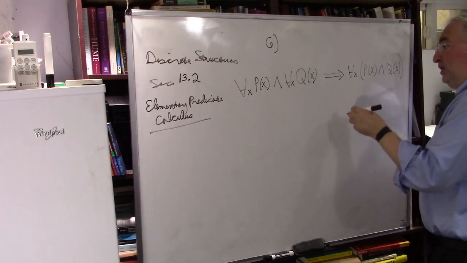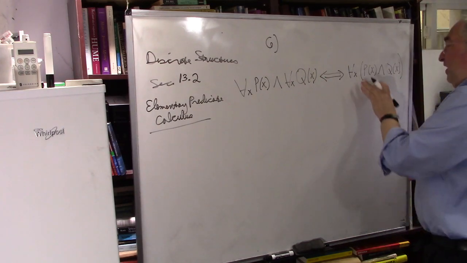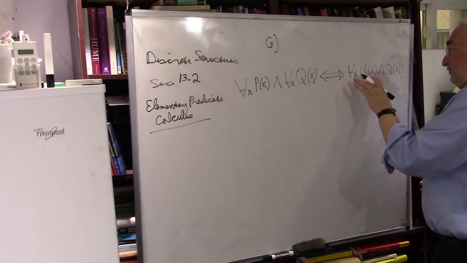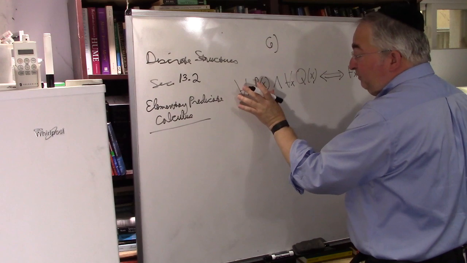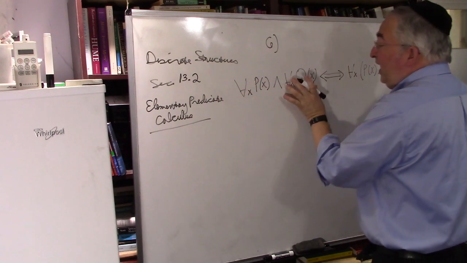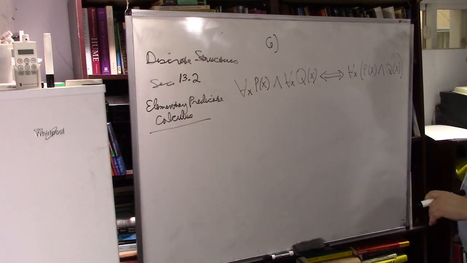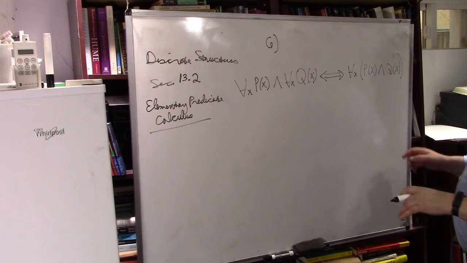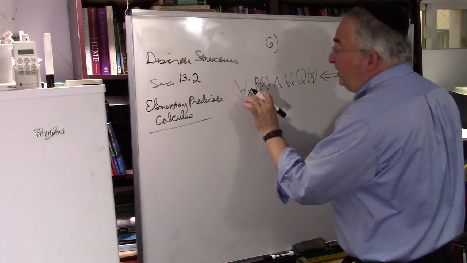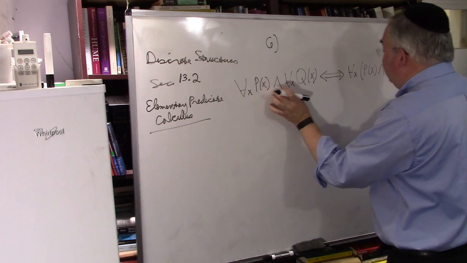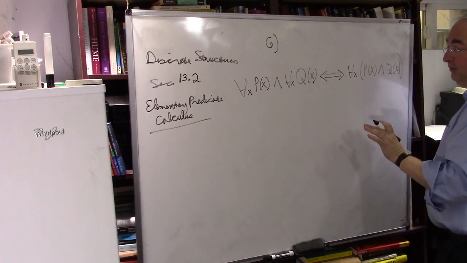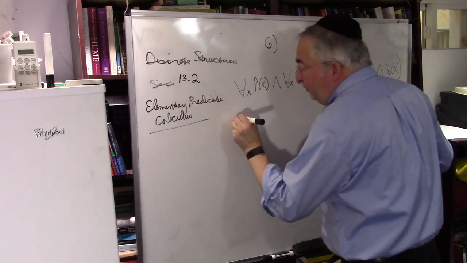But it goes the other way too. If everything in the universe of discourse satisfies both of them, then everything in the universe of discourse satisfies one of them, and everything in the universe of discourse satisfies the other one. Great. So what this says is that universal quantifiers and conjunctions get along very well. Okay, let's do the other one.